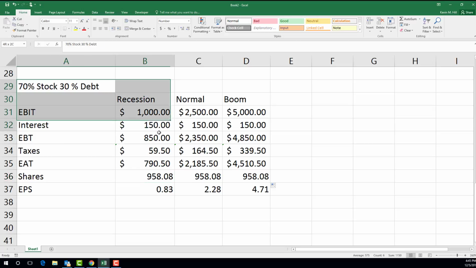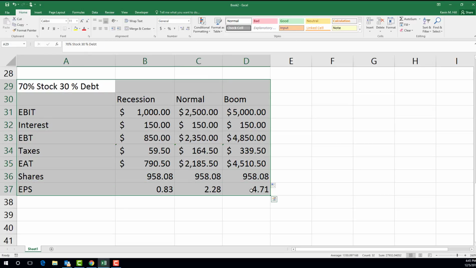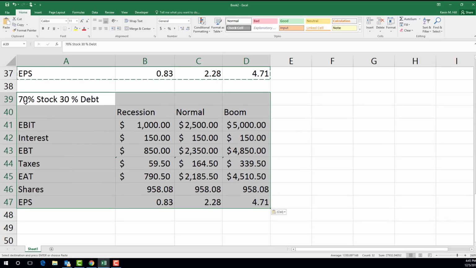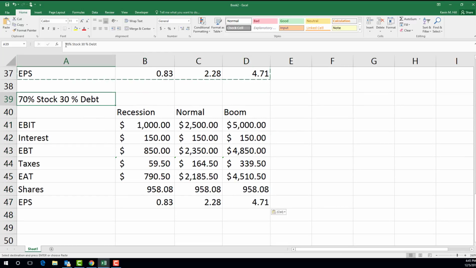Now we're going to do the inverse. So I'm going to just take this whole block right here, copy it, and paste it right below, and just change these 2 numbers. I'm going to change this to a 3 and this to a 7. So it's 30% stock, 70% debt. And all I have to change is the 2 changes I made on the previous one.